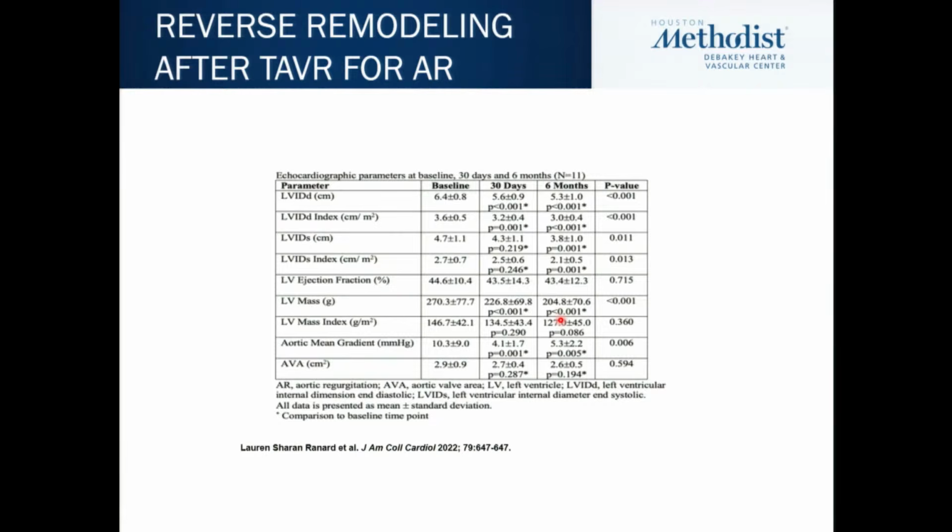There's not much data, as we know, on TAVR for aortic regurgitation. However, this particular study was done on 11 high-risk surgical patients with symptomatic, moderate-severe or severe aortic regurgitation after a transfemoral Jena Valve implantation, and a significant reduction in LV diastolic and systolic dimensions and LV mass was noted over 6 months.